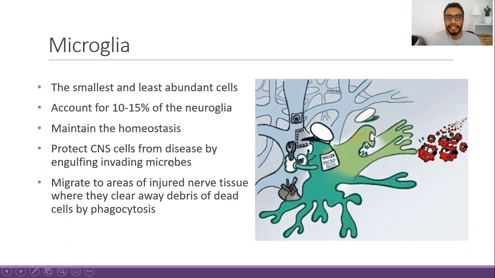So they have this function of phagocytosis, okay, the microglia. And they migrate to areas of injured nerve tissue, where they clear away the cell debris and dead cells by phagocytosis. Okay, so these are the cells that fight against any injury that can occur in the central nervous system.